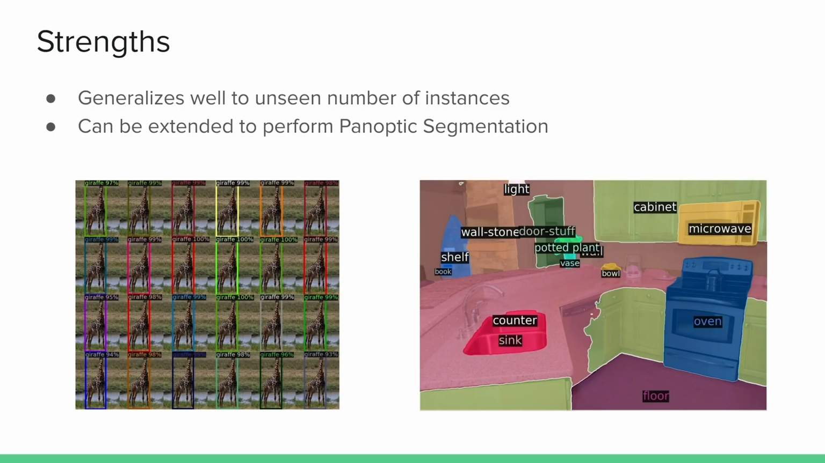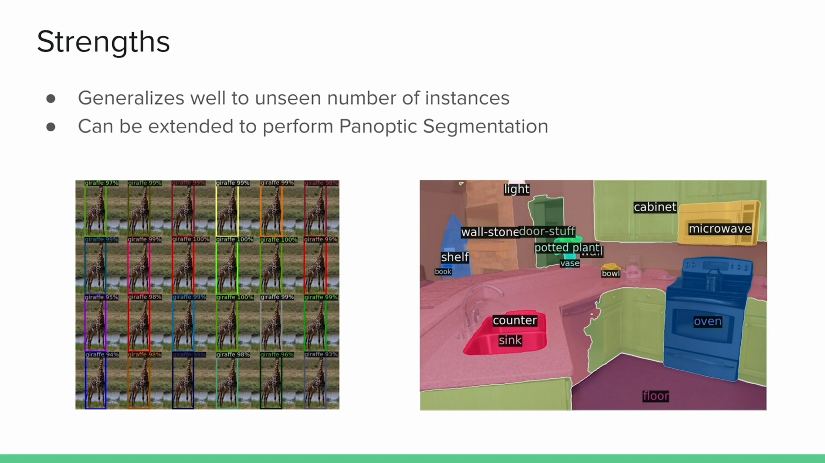So some of the strengths of this detection transformer is that it generalizes actually pretty well to even an unseen number of instances. So they had this nice visualization here where they just took one image and they replicated it a bunch of times. And even though the network never saw such an image, it can generalize this and say, well, there are, I don't know, 24 giraffes in that image.